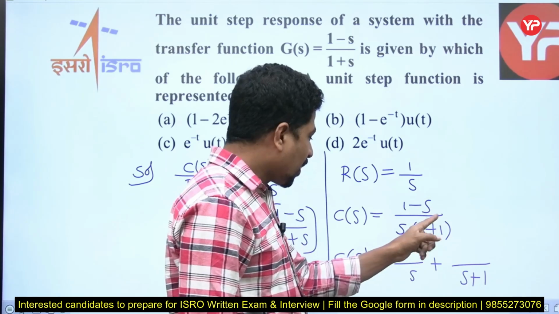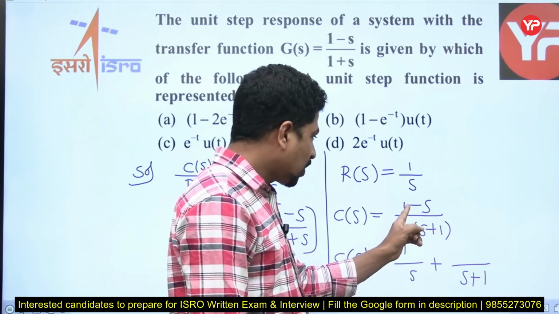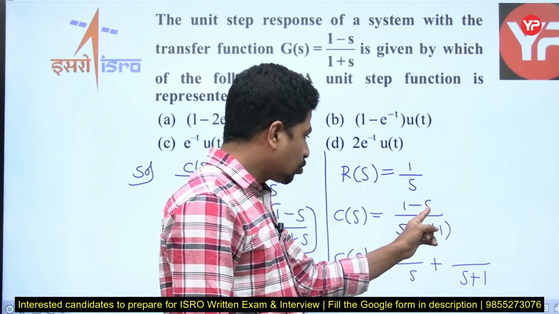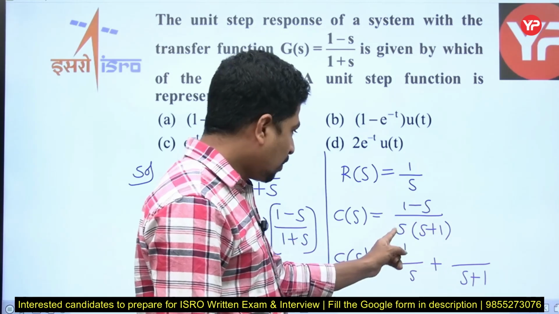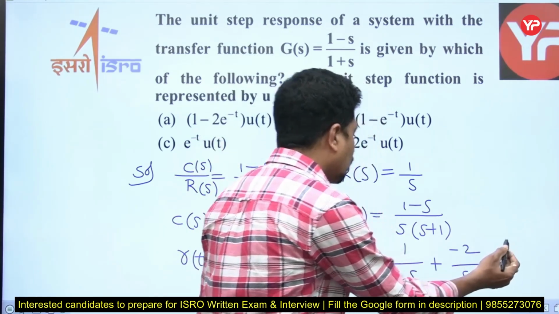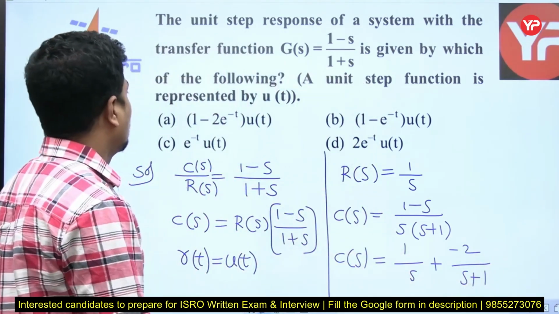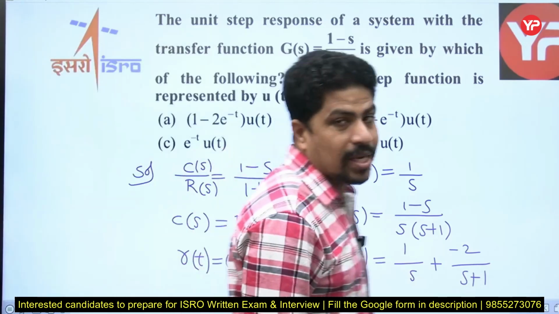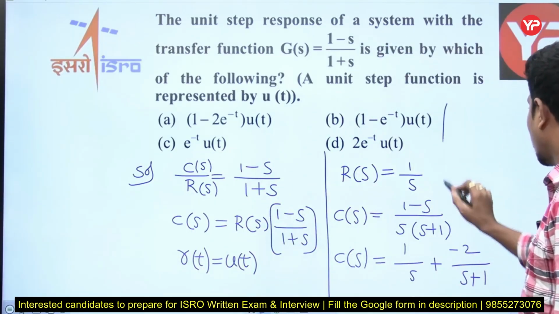Put S is equal to minus 1. 1 minus of minus 1 is 2. 2 divided by minus 1 is minus 2. So we get 1 by S minus 2 by S plus 1. Apply inverse Laplace to this, and this corner I am doing.